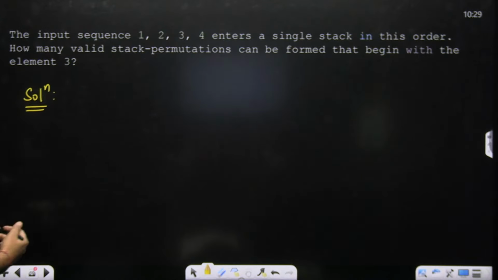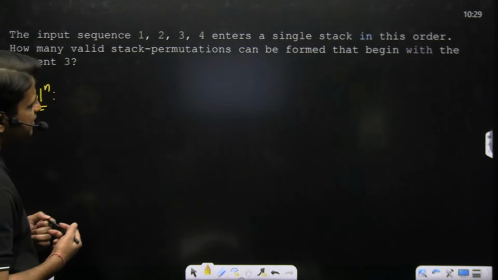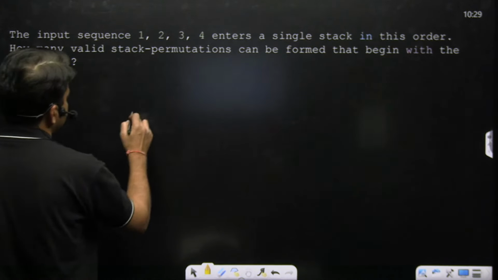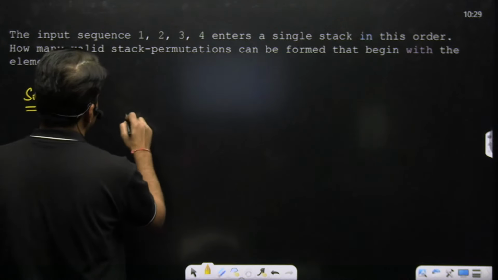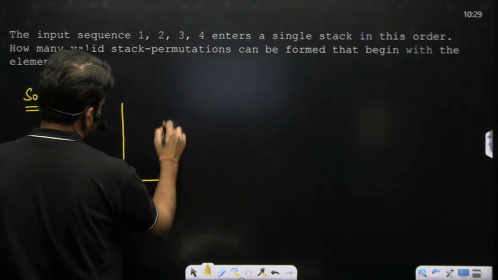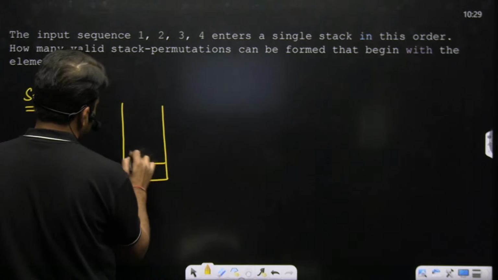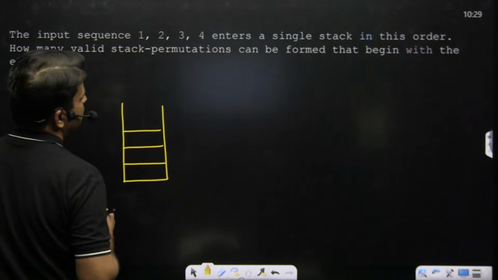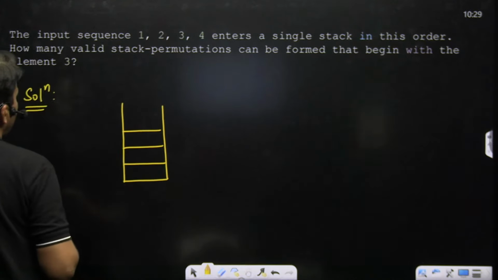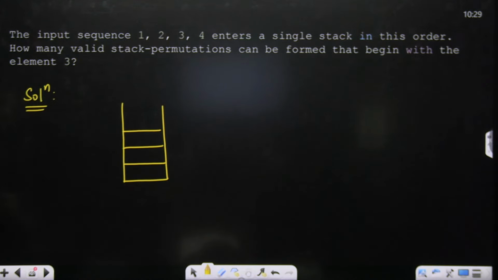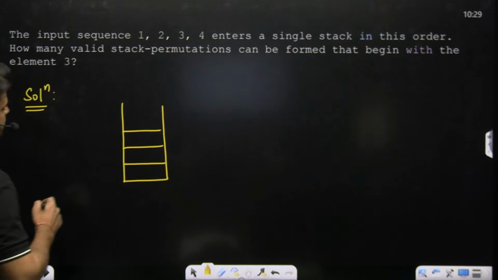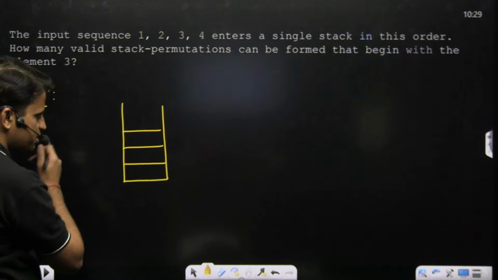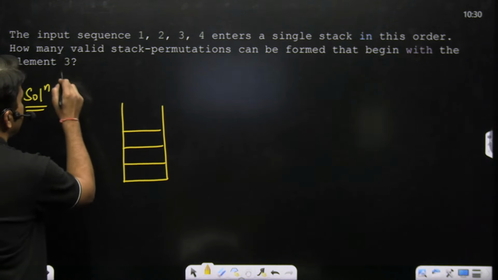The input sequence 1, 2, 3, 4 enter a single stack in this order. How many valid stack permutations can be formed that begin with the element 3? Okay. So बच्चे पहला element must be 3 student. ये कह रहा है that begin with 3.